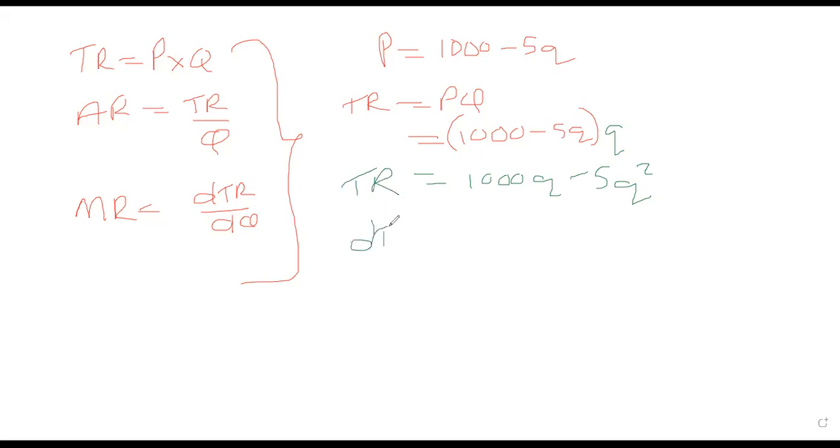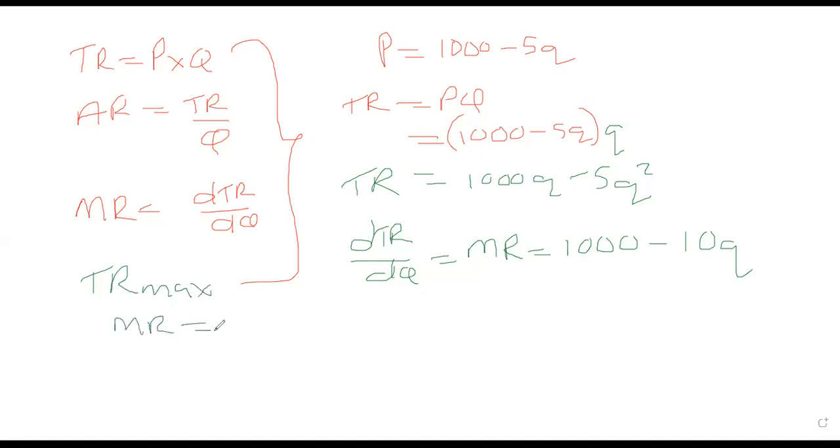And after differentiating it, who remembers how to differentiate? When you differentiate the total revenue, the special name is called marginal revenue. So 1000Q, when you differentiate it, we get 1000. And 5Q squared, when you differentiate it, we get minus 10Q. Then when total revenue is maximized, we equate our marginal revenue to 0. So we set this to 0.